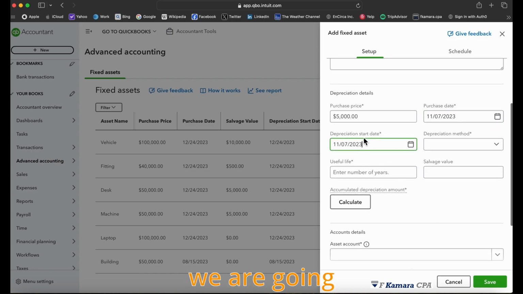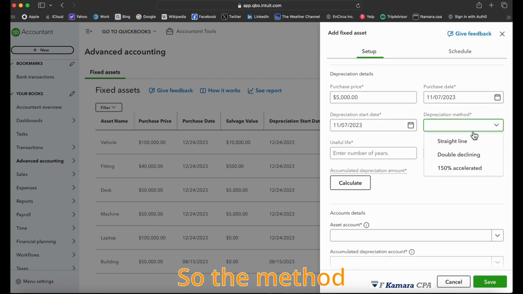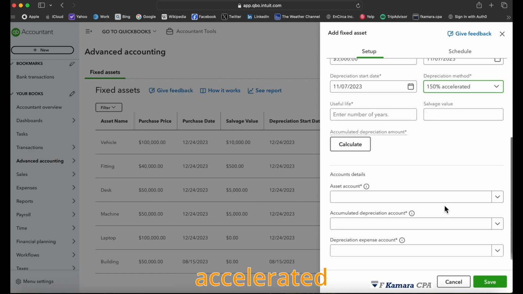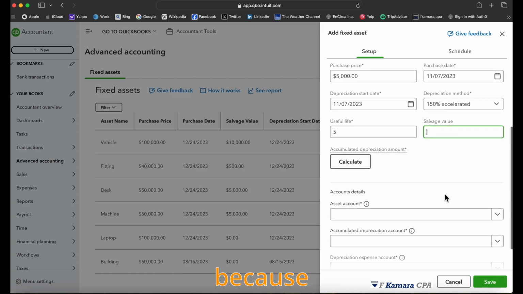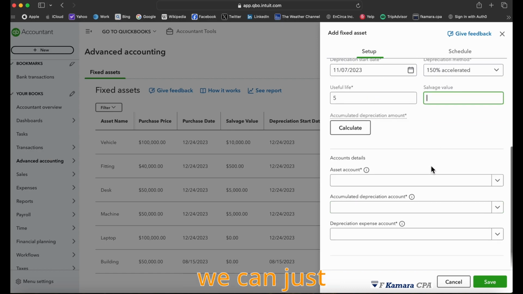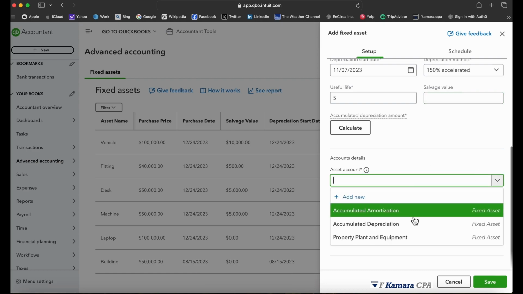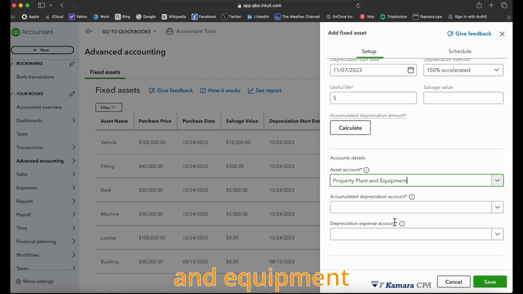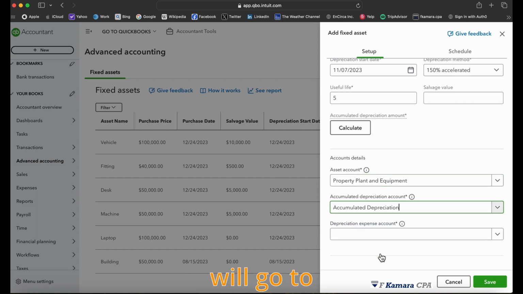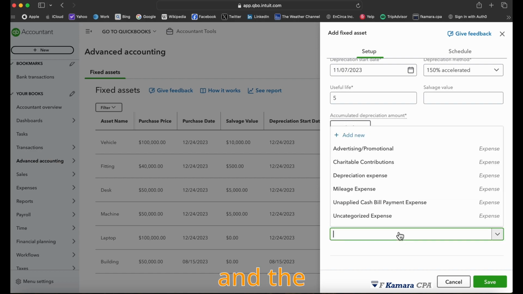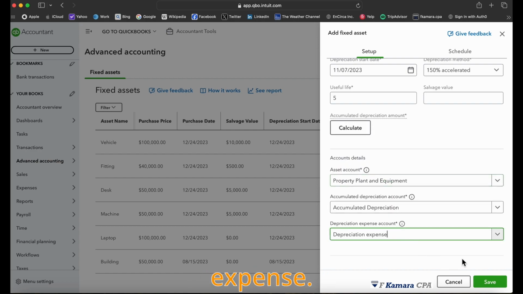We say, okay, we are going to start depreciating the asset in November, right? So the method is 150% accelerated method. Then the number of years for a computer, let's just say 5 years in this case. Salvage, we can say no salvage value, because after use we can just dispose of it. So the cost is property, plant, and equipment. That is the asset account. And then the accumulated depreciation will go to accumulated depreciation, and the depreciation expense will go to depreciation expense.